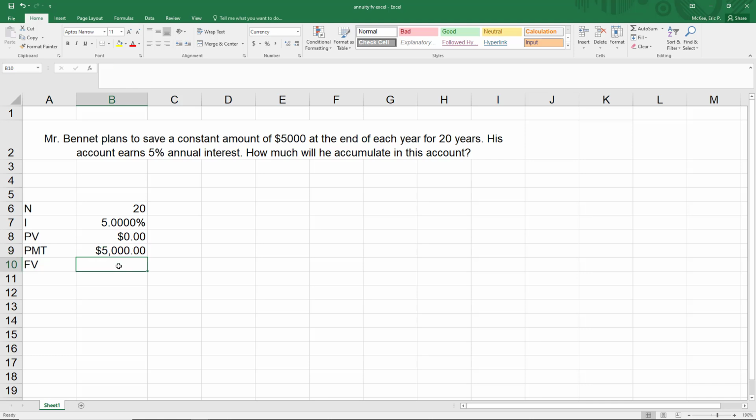All right, so now we go to B10 next to FV, type in equals FV, open parentheses, and we're going to put in our parameters here. First one is rate. For interest rate, that's my 5%, so 0.05. Nper stands for number of periods, that's 20, so I put in 20. Payment is the payment amount. I have 5,000, so I put in 5,000.